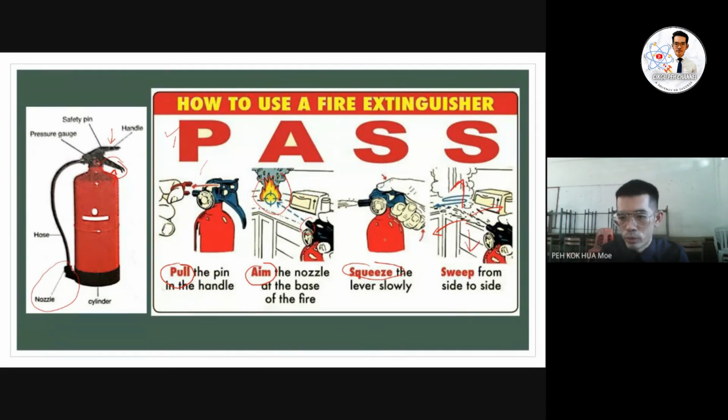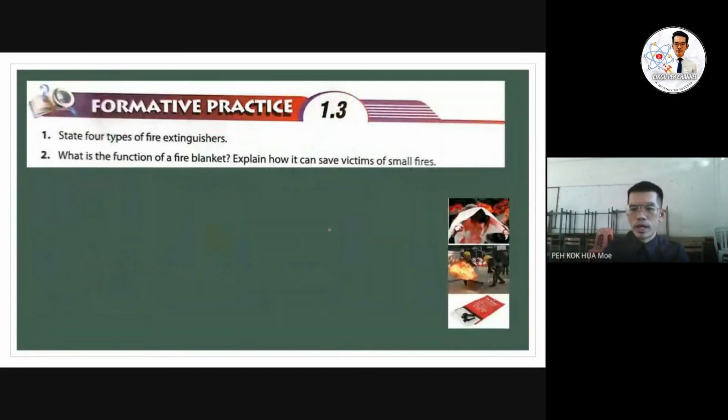So you have to remember 4 important words for answering the way to use the fire extinguisher. The P is pull, A is aim, the first S will be squeeze, and the second S will be sweep. Okay, so we have already finished our last subtopic for chapter 1.